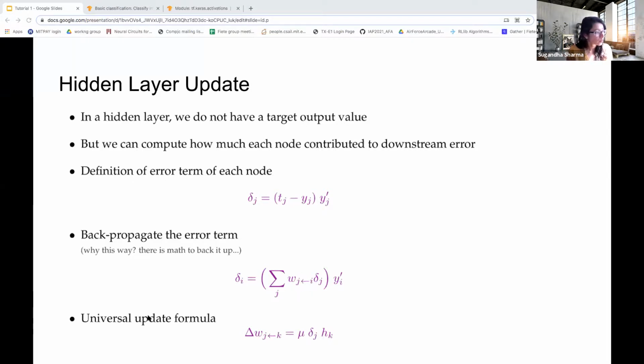And so this brings us to the universal update formula for gradient descent. Given the weight between any node k and node j, the change in weight is given by the learning rate times this term delta_j times h_k, where h_k is the activation of node k, and delta_j is the gradient corresponding to node j. This is also sometimes called the delta rule, and this is the main learning rule for backpropagation.